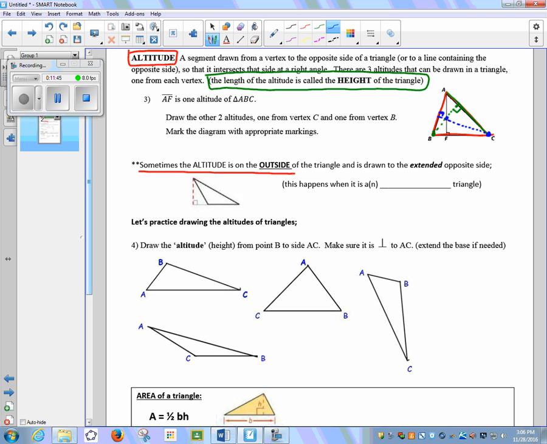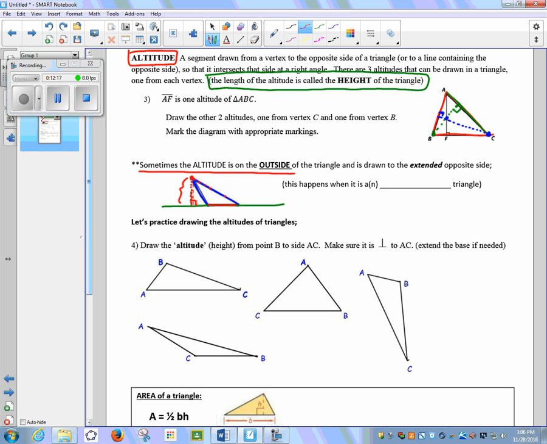When you have a triangle that looks like this, if this is the ground of this mountain, and you climb to the top of this mountain, if you're measuring how high you are off the ground, you're actually dropping an altitude outside of the triangle. It doesn't land right on the opposite side. It actually lands outside of the triangle. But that is how high you would be off the ground.